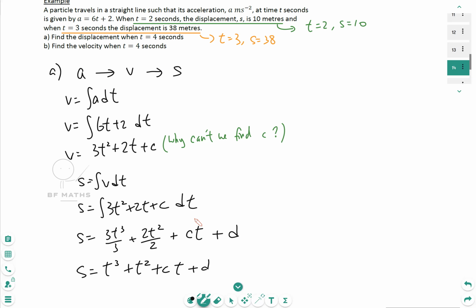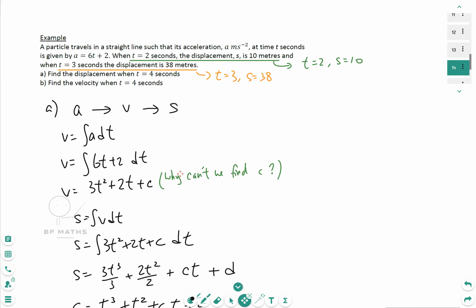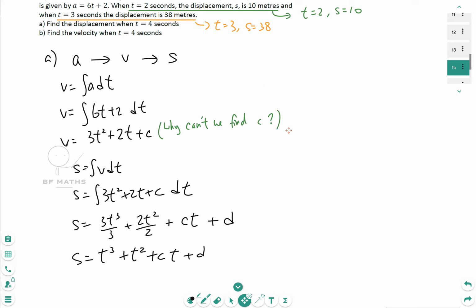Now this is where we can use the boundary condition. So the answer to the previous question, why can't we find c in here, is because the boundary conditions given do not link v and t together. They are not given in terms of v. They're given about s. So in here we can sub it in.